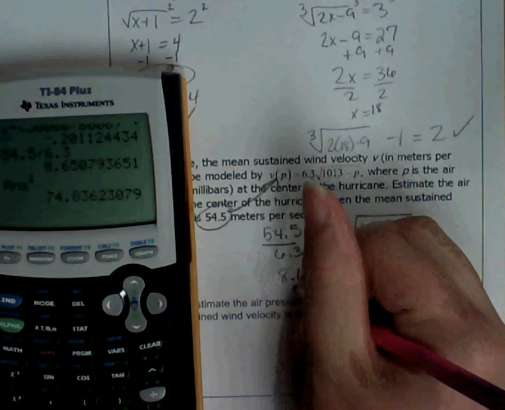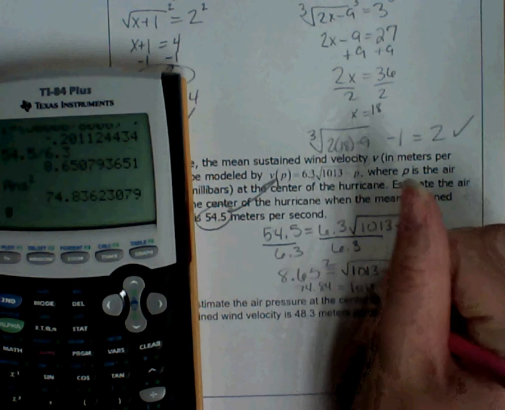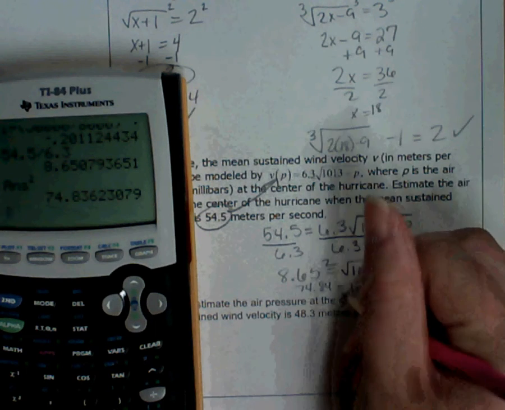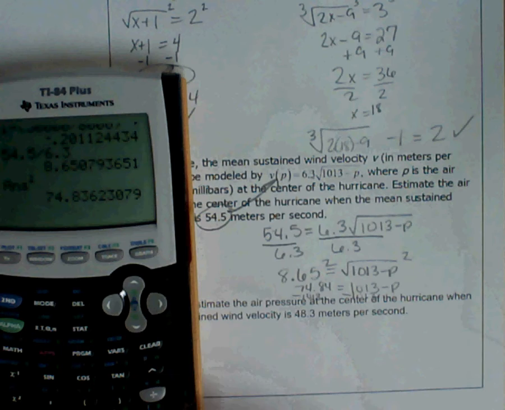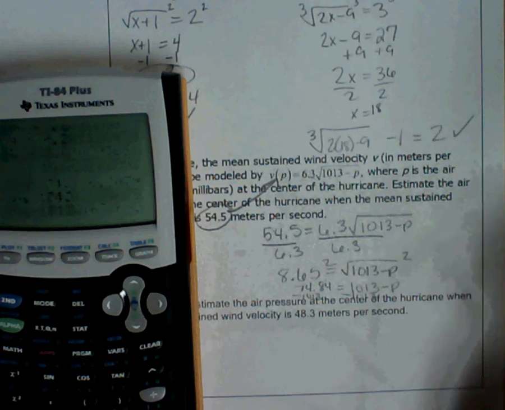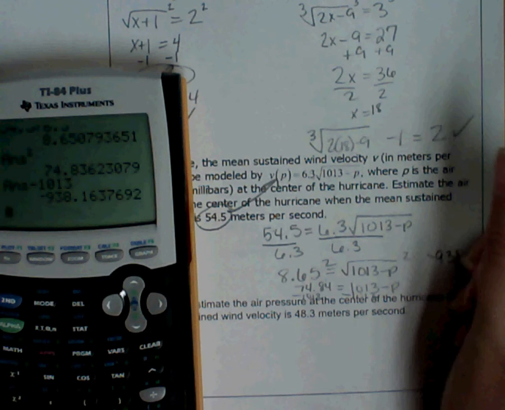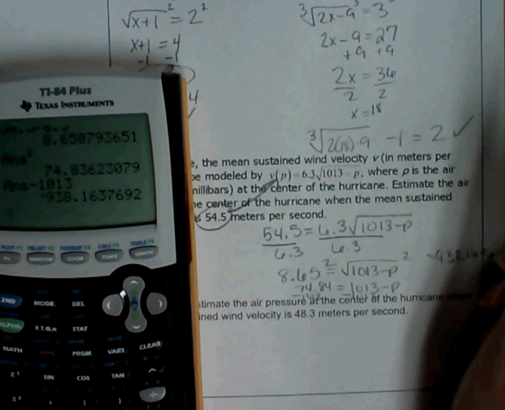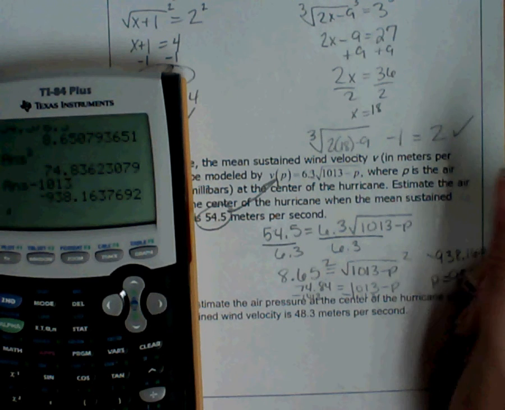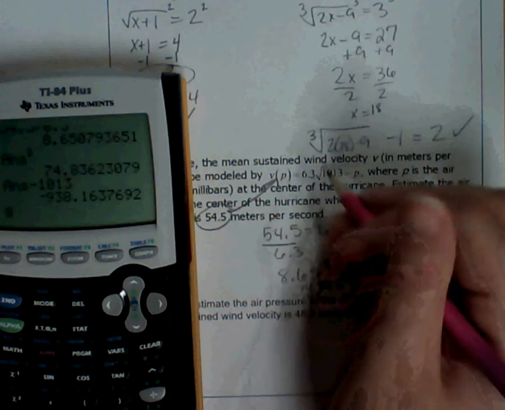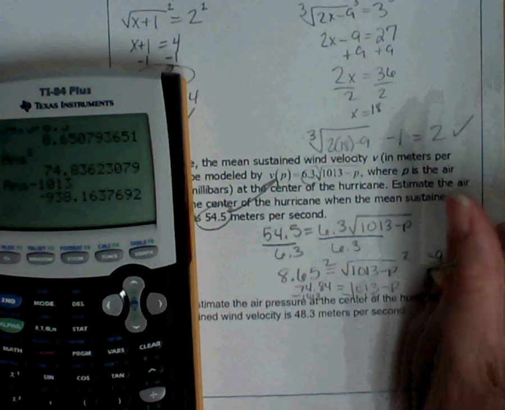So that gives me 74.84 is equal to 1013 minus P. I'm going to subtract 1013. And so I have negative 938.16 is equal to negative P. So positive P would equal 938, and I have 1 decimal place in my problem, so I'm rounding to 1 decimal place here, 938.2.